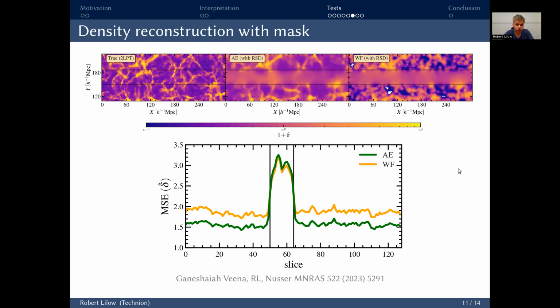So the last thing we did in this paper was to check what happens if we mask part of the data, as you would have in the real survey. So we masked approximately a 40 megaparsec wide slab throughout this box, and then looked at a reconstruction in and around this masked area, marked here by the black lines. As you can see, visually on the field level they look very similar, and the same you can see quantitatively at the MSE. Now, not a total MSE, but the MSE in individual slices parallel to this mask. So this area in the middle is the masked area.